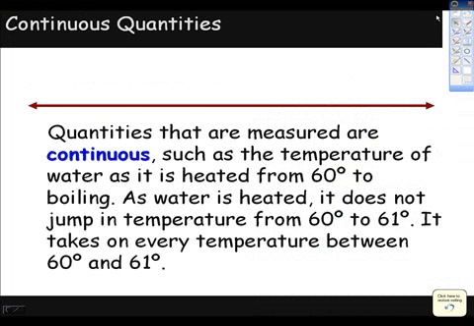Continuous quantities. Quantities that are measured are continuous, such as the temperature of water as it's heated from 60 to boiling. As the water is heated, it does not jump from 60 to 61 degrees. It goes to each little measure in between, every decimal or fractional measure in between. It takes on every temperature between 60 and 61.